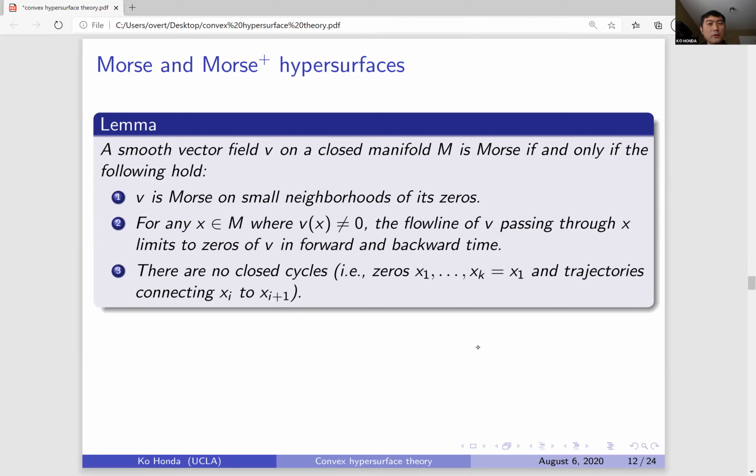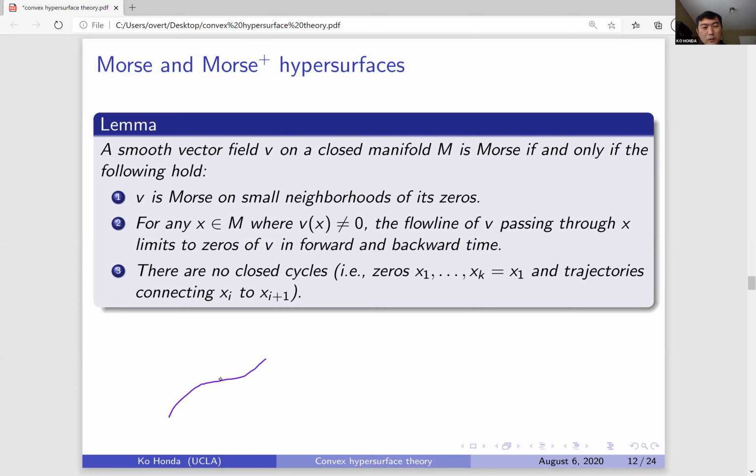A smooth vector field V on a closed manifold M is Morse if and only if the following hold. First of all, V is Morse on a small neighborhood of its zeros. So at least locally, it looks like a Morse gradient, it's gradient-like with respect to a Morse function. And secondly, for any point in M where the vector field is non-zero, the flow line passing through it limits to a zero in forward and backward time.